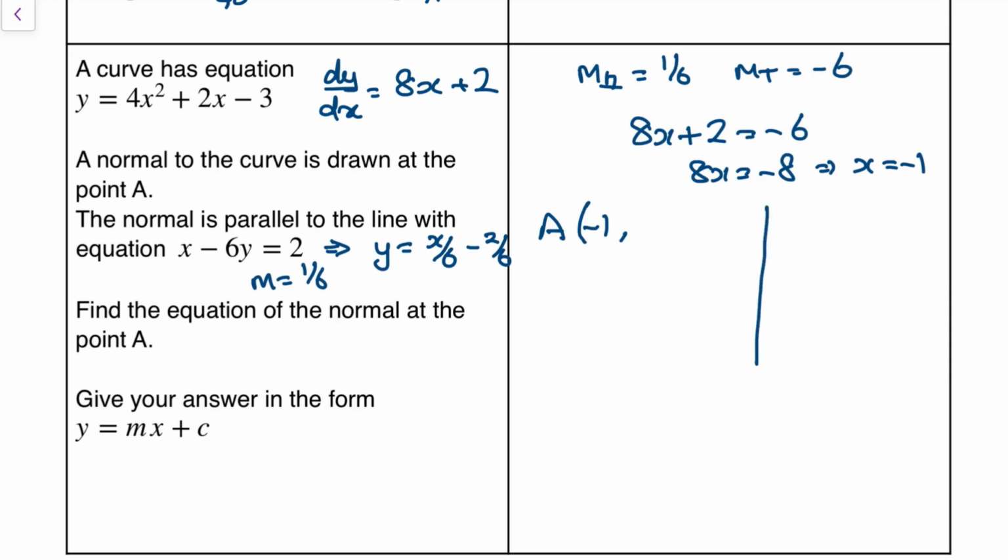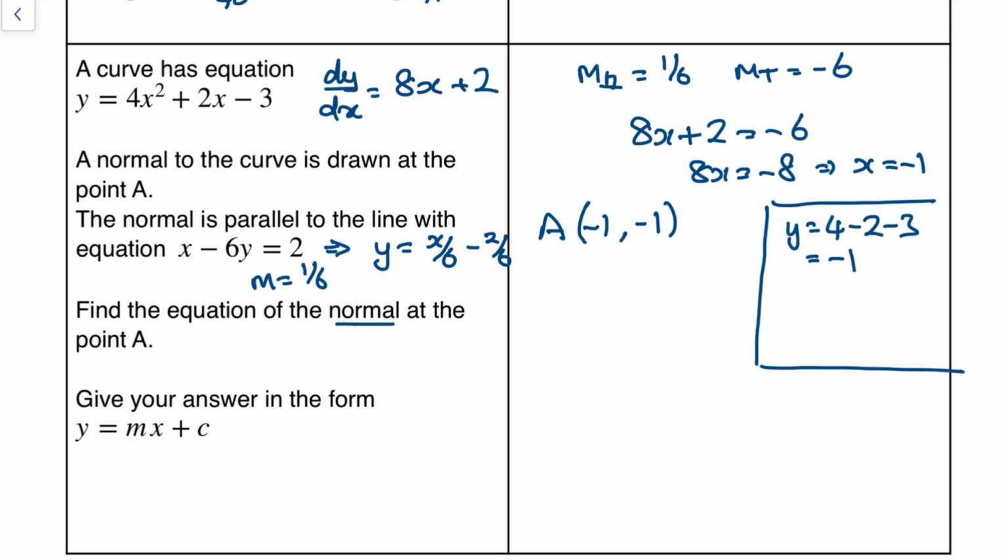So in other words, let's draw a little box over here. I like to do this because it just keeps it separated. So my y value is going to be 4 times minus 1 squared, which is 4, plus 2 times minus 1, which is minus 2, minus 3, which is going to be equal to minus 1. So I've worked out my A is minus 1, minus 1. Great. Now, remember, what do I need?